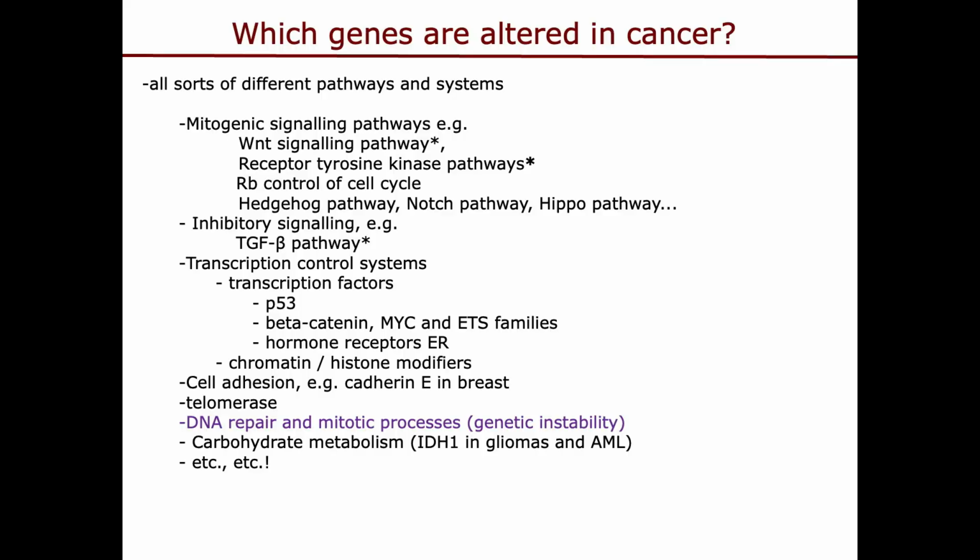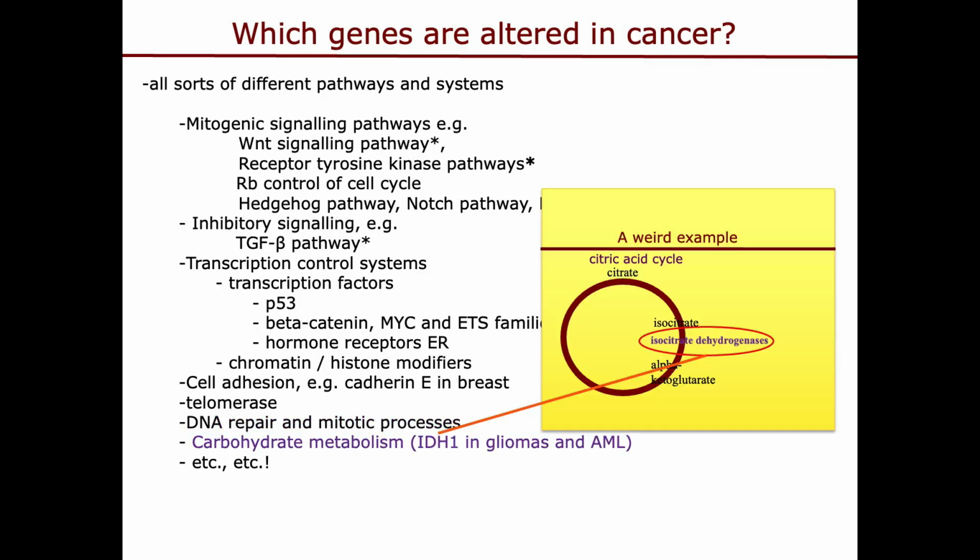Then next on the list is the various DNA repair enzymes and proteins involved in mitotic activity, which are mutated to give rise to genetic instability. Finally, on our list, we have carbohydrate metabolism. It was no surprise when people discovered that there were mutations in carbohydrate metabolism in cancers. What was a surprise was that these mutations did something that was completely unexpected.